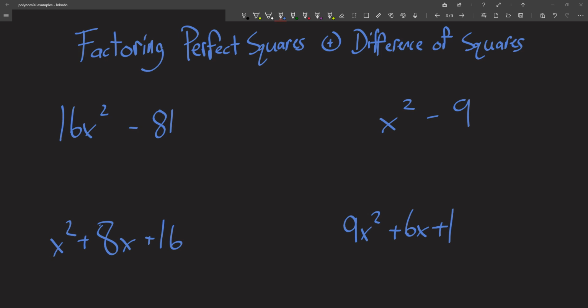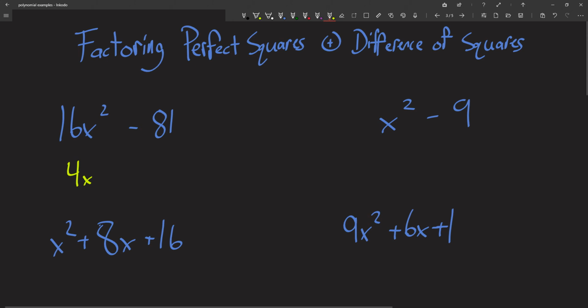Okay, we're going to quickly factor some perfect squares, difference of squares, things that have perfect square terms in them. So the key to dealing with anything with perfect squares is to notice that there's perfect squares. So 16 is 4 squared, 81 is 9 squared. So something like 16x squared minus 81, we know is going to have a 4, and x squared is x squared. And it's going to have a 9.